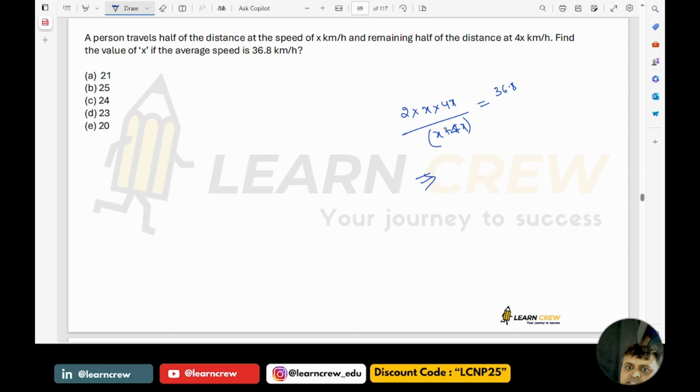That implies, so x cancels throughout. So 8 by 5, 2 4s are 8. 8x is equal to 36.8 5s, which is 184. You are going to get 184. So 8 how many times? 8 23 times. So x is 23.